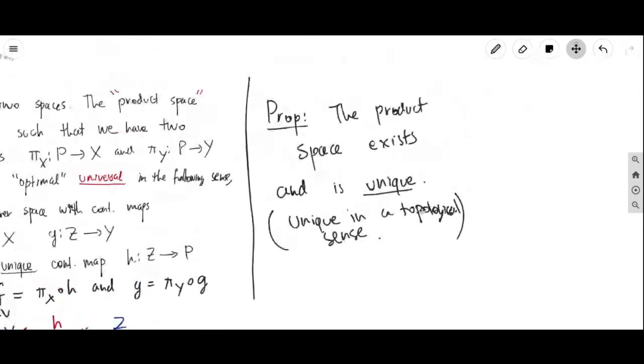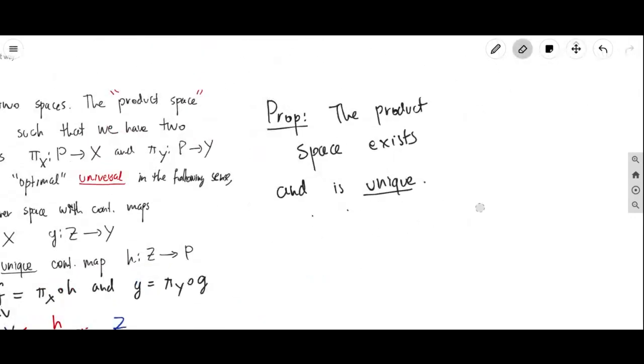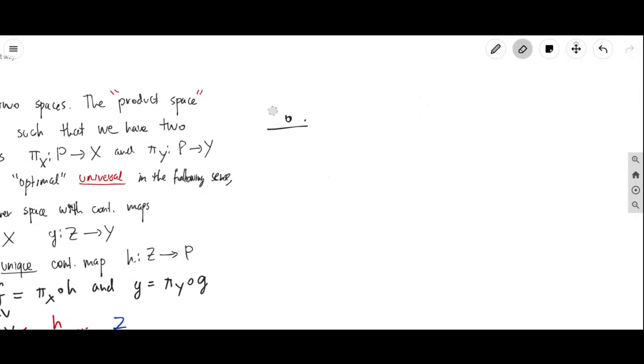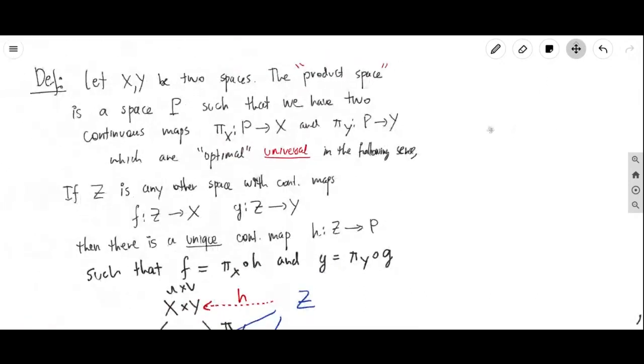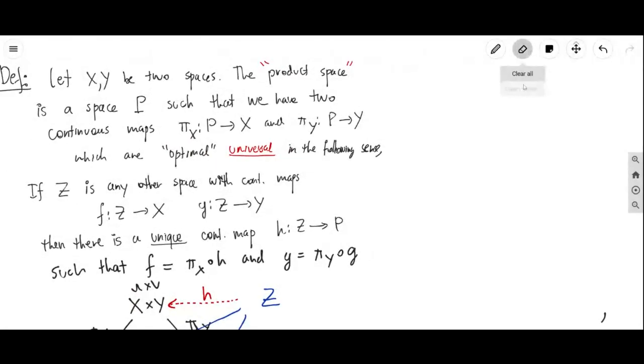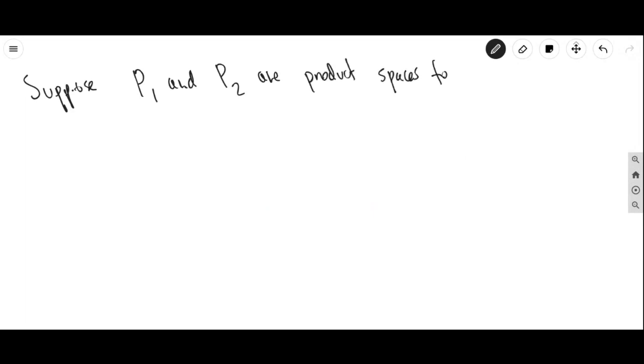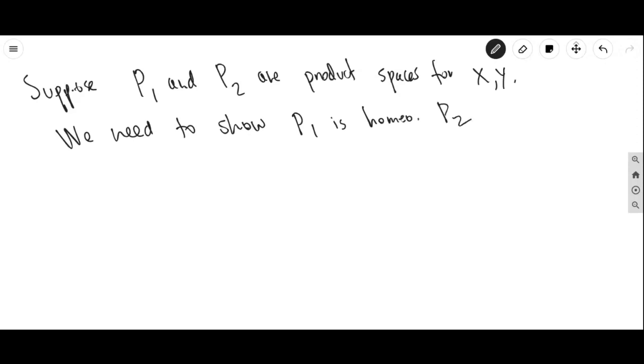And now the follow-up question. The product space exists, so why is it unique? The other remaining question is, let me take this down, it's going to get in the way. Suppose P1 and P2 are product spaces for X and Y. We need to show that P1 is homeomorphic to P2.